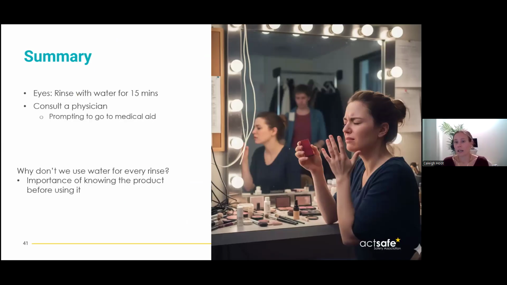So the first aid attendant quickly grabs the SDS. They go straight to section 4. We read that we flush the eyes for 15 minutes. Great. After flushing, the actor is advised to contact a physician for further evaluation. Perfect. We nailed it. So why does section 4 really matter?